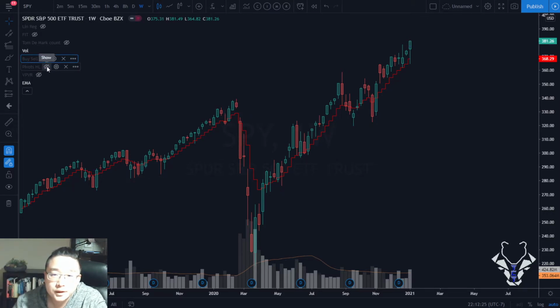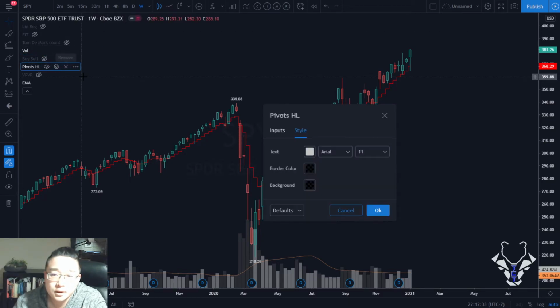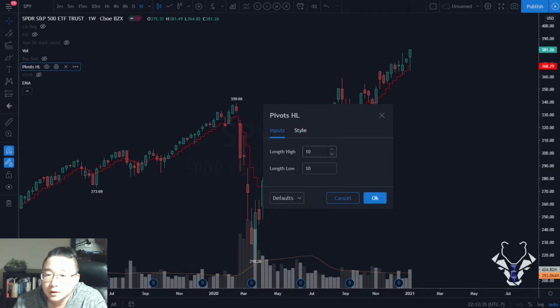Pivot high and low, it's nothing special, it just points out what the high and low prices are depending on what time frame you look at. And you can set it so that it tells you more prices. So let's say I go lesser length, and it'll show me more of the higher prices.